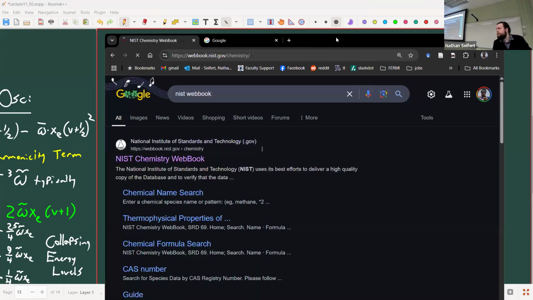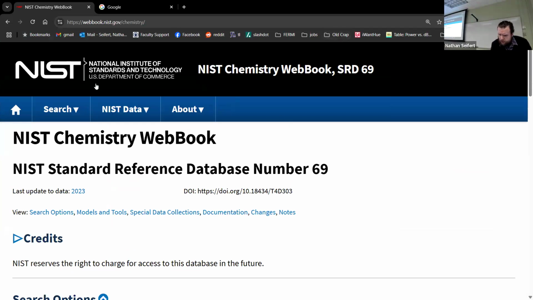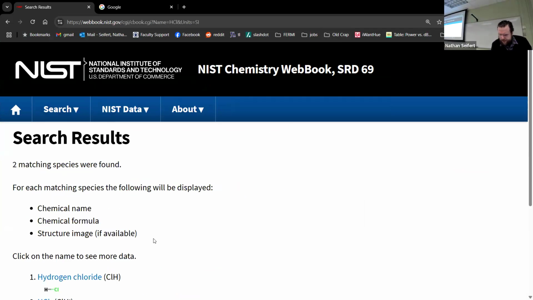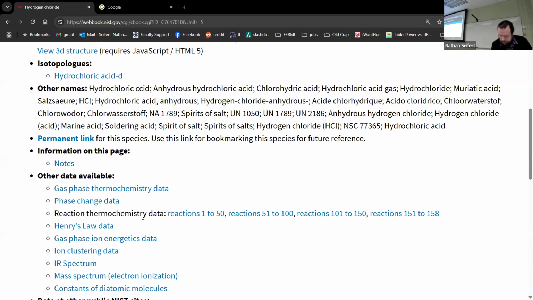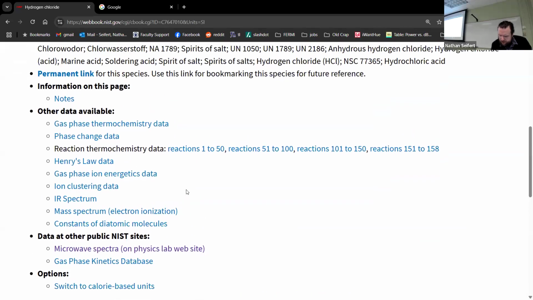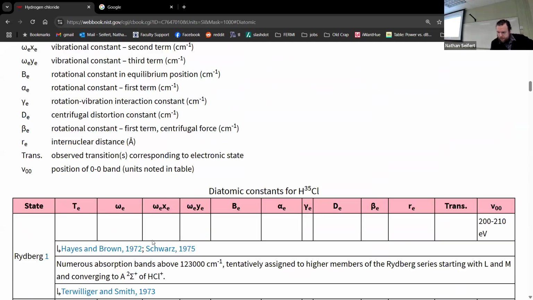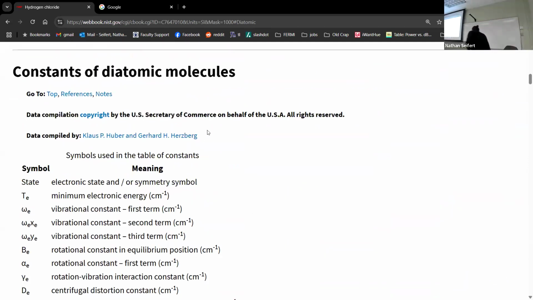On the NIST webbook, this will actually be really useful for your iodine lab. You can look up this data for the iodine lab later on. If I type in HCl here, for diatomic molecules there's this special link on NIST, constants of diatomic molecules. NIST compiled all of this data for diatomic molecules decades ago. It was compiled by Gerhard Herzberg, who is, in some sense, the godfather of spectroscopy and one of our earliest Nobel Prize winners.